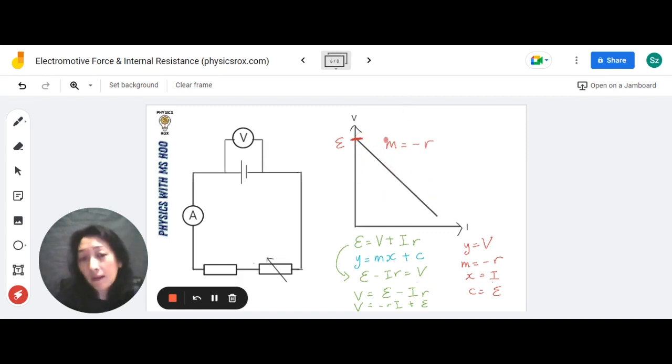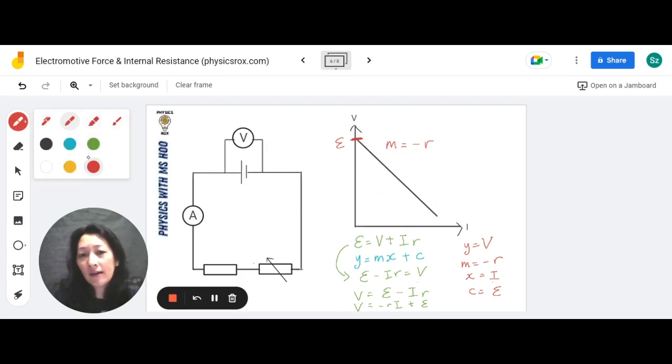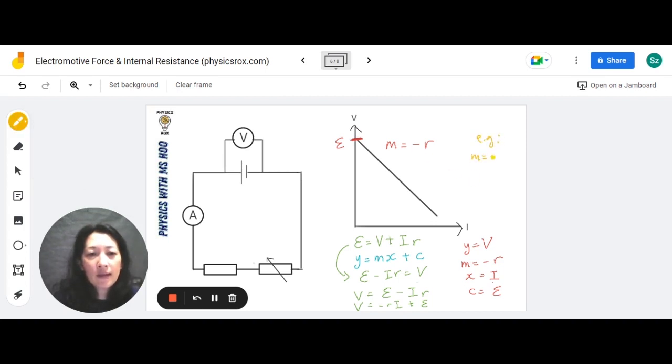So for example, if the gradient was negative 1, let me write it out here at the side. Let's use yellow. If the gradient was negative 1, that means the value of the internal resistance here, see, M is negative R, right? So that means M, which is negative R, equals negative 1. That means R equals 1 ohm. So basically, even though M equals negative R, because the gradient is negative, the negative values cancel each other out. The internal resistance would be positive in the end. So that's how we interpret this graph.